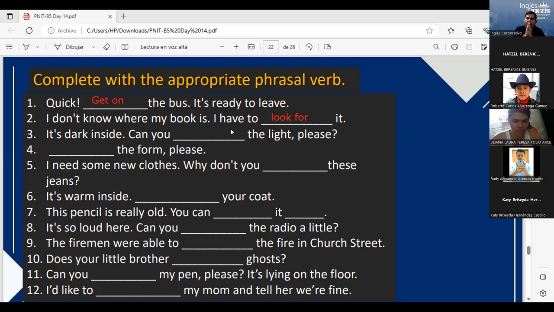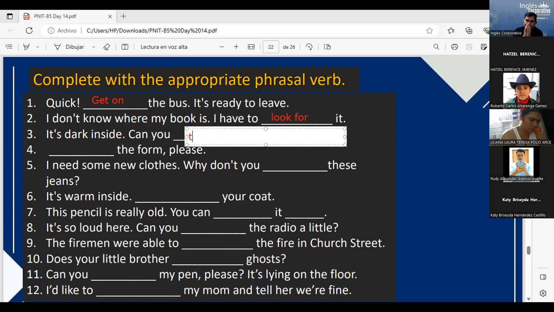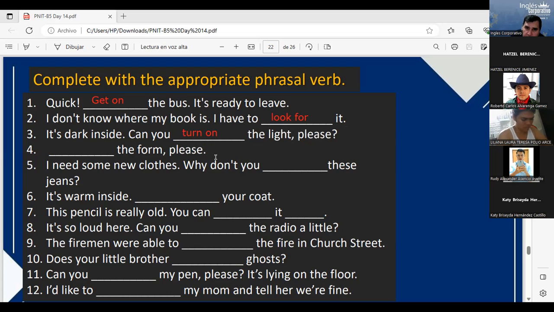The next one, I think it's easy. It's dark inside. Can you turn on the light, please? Turn on. Yes, that's it. Turn on. Turn it on.